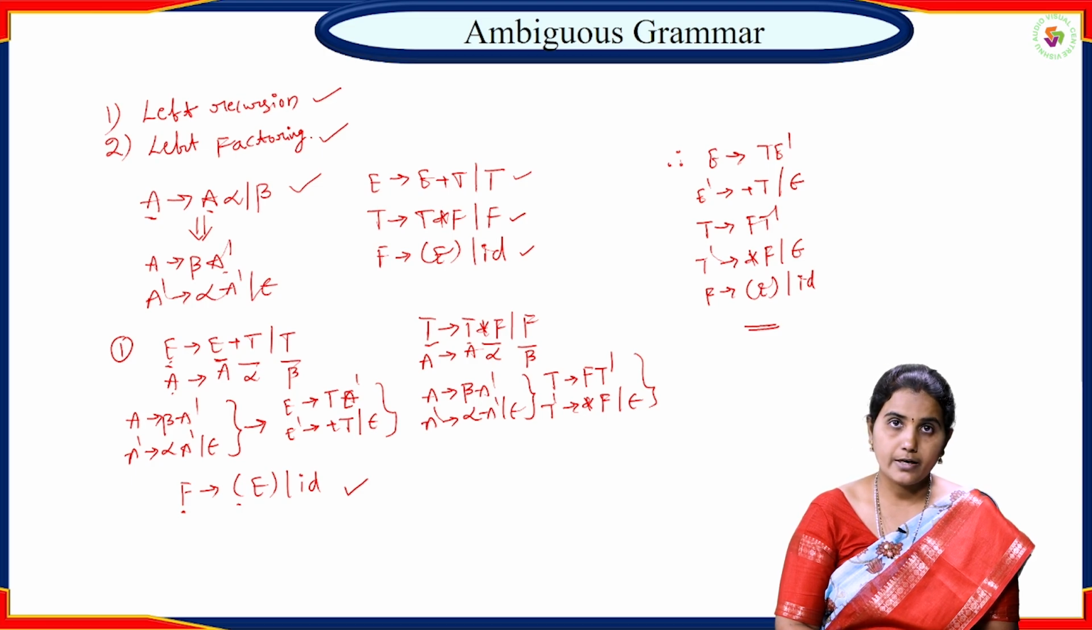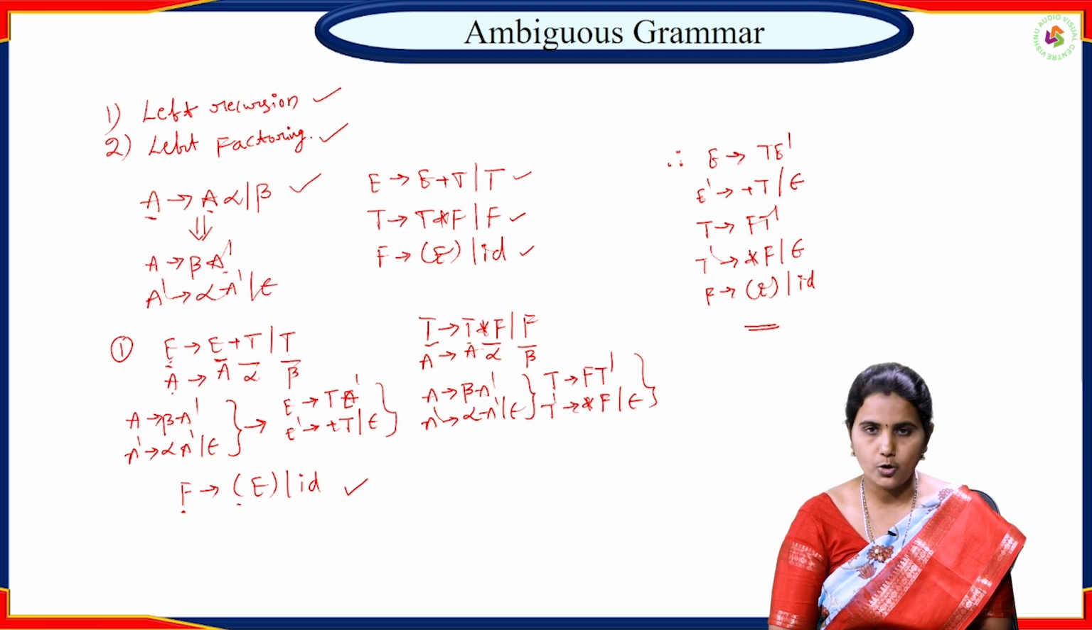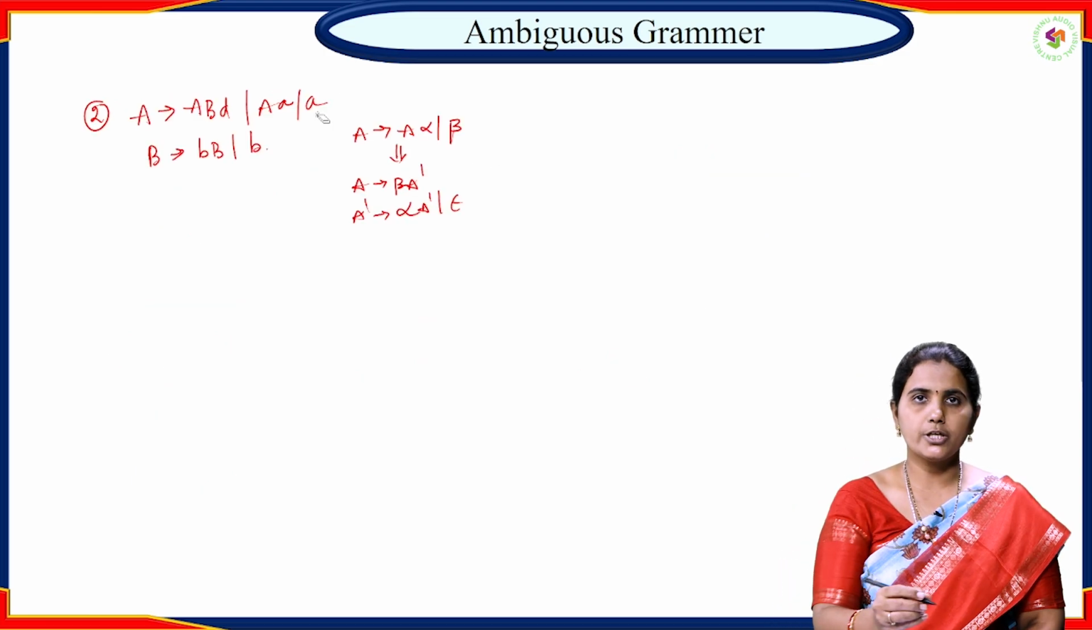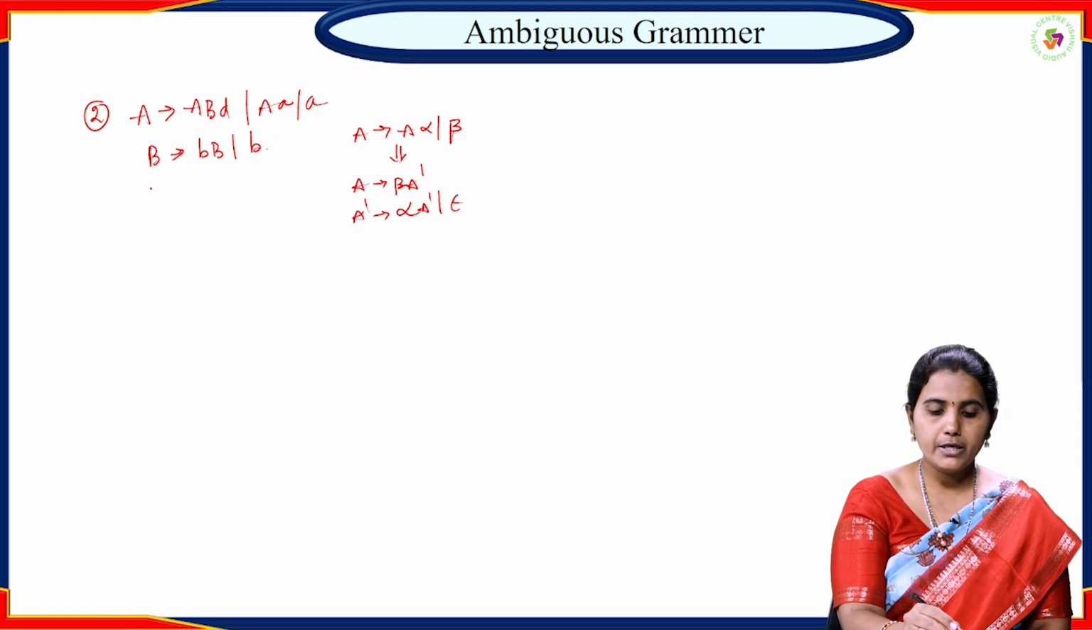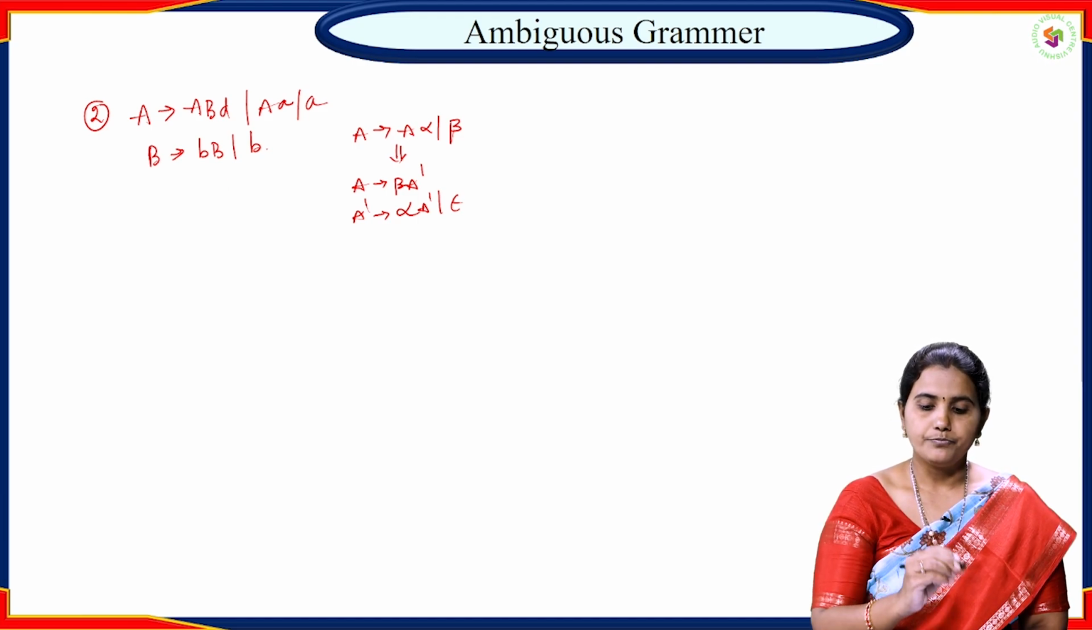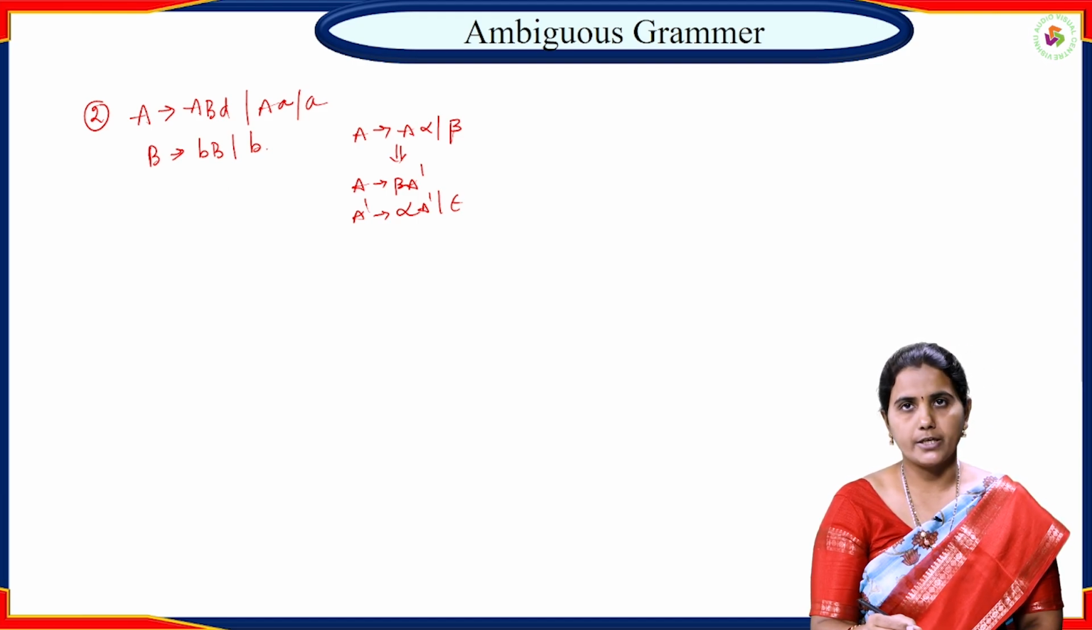Let us take and understand the next example also. Now you are going to take the second example. A implies A B D, A D or a. B implies B B or b. Okay. And now you eliminate the left recursion.